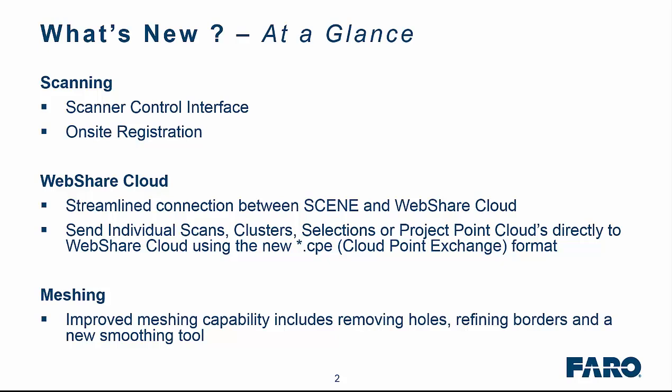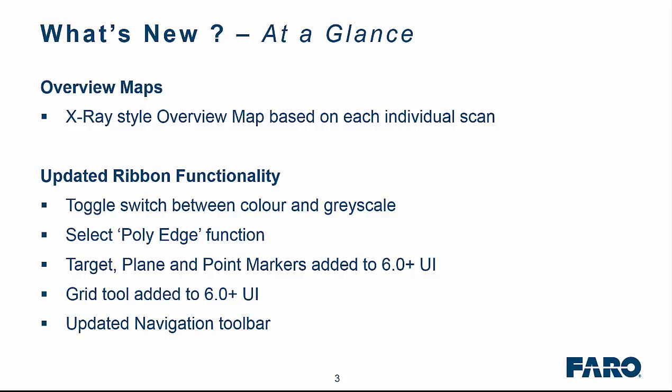Meshing has been improved to include refinement of borders and holes. We've also given you the ability to create your own overview map with an X-ray style on individual scans or groups of scans. With regards to the interface, we've updated the ribbon functionality so we can toggle between color and grayscale, or we can use the new poly edge function. We can select targets and planes in the new interface. We can apply a grid tool in the new interface, and we've just generally updated the navigation toolbar.